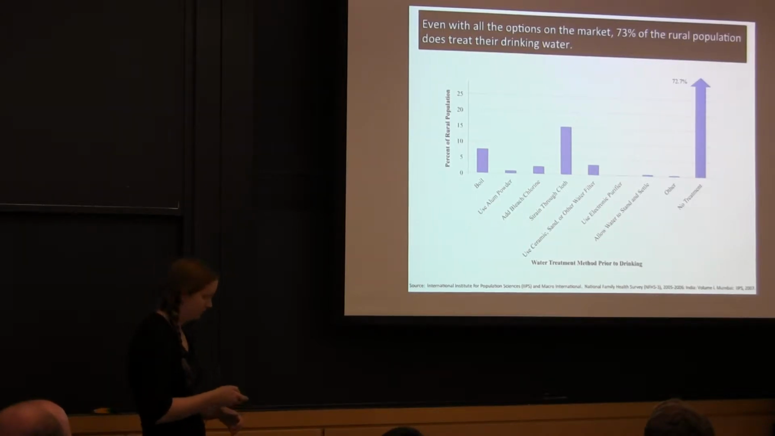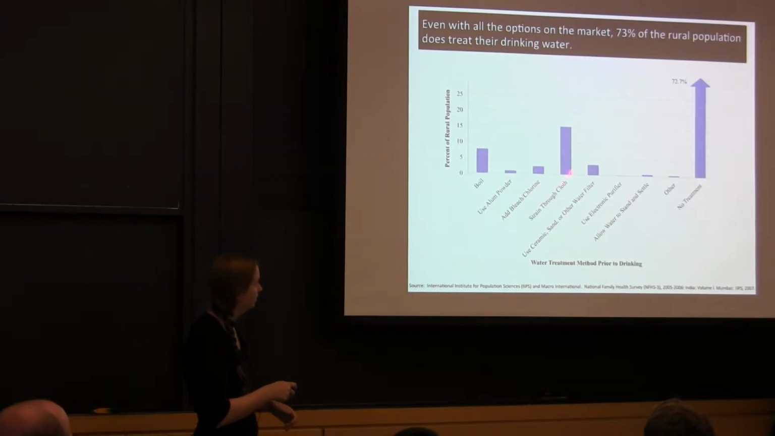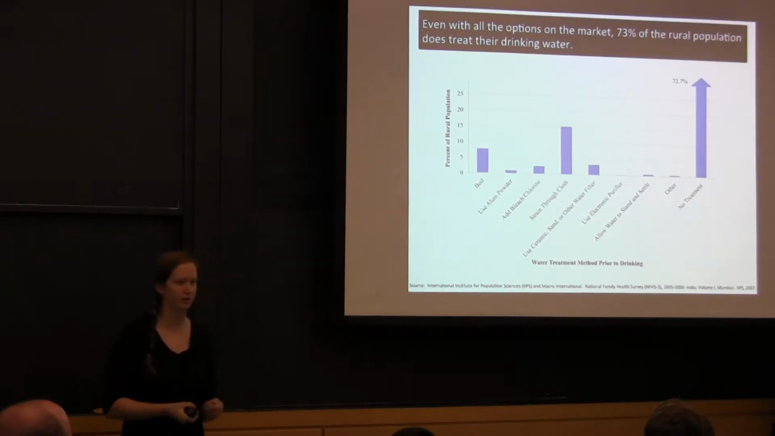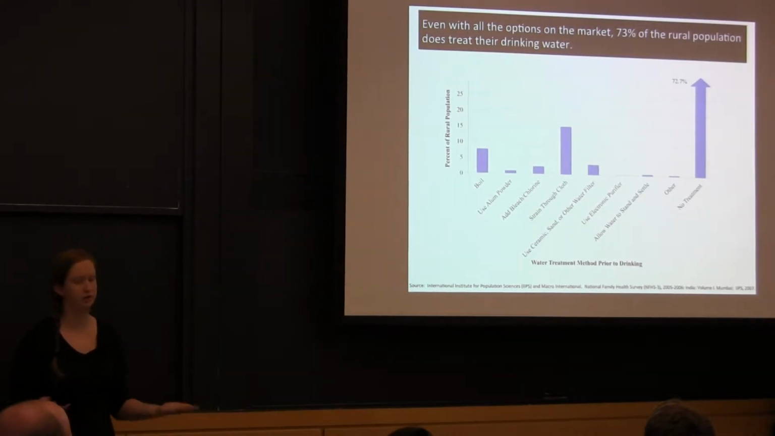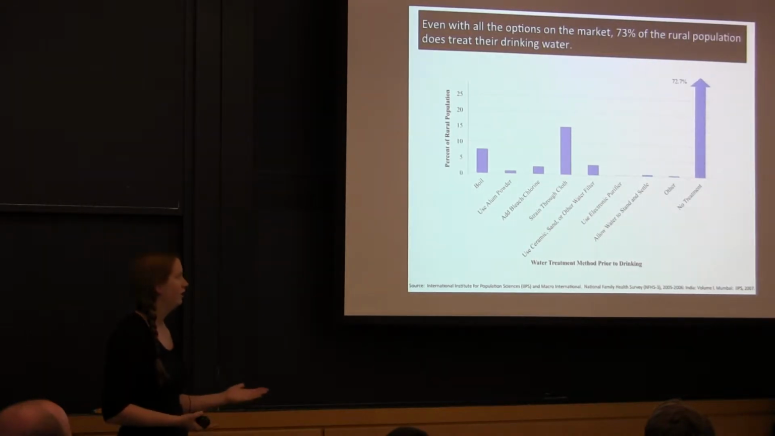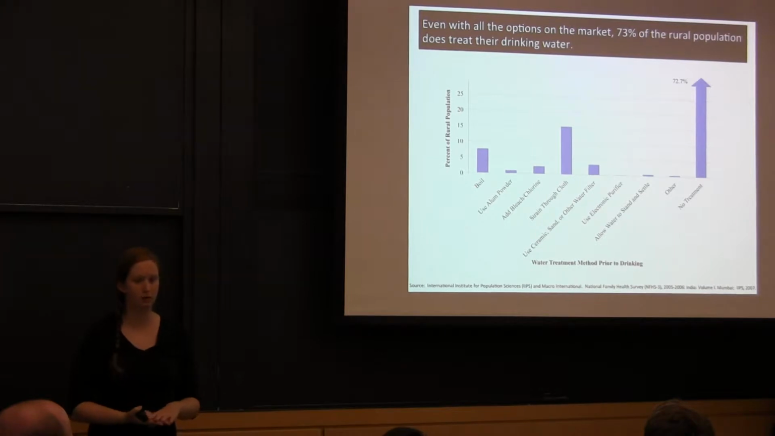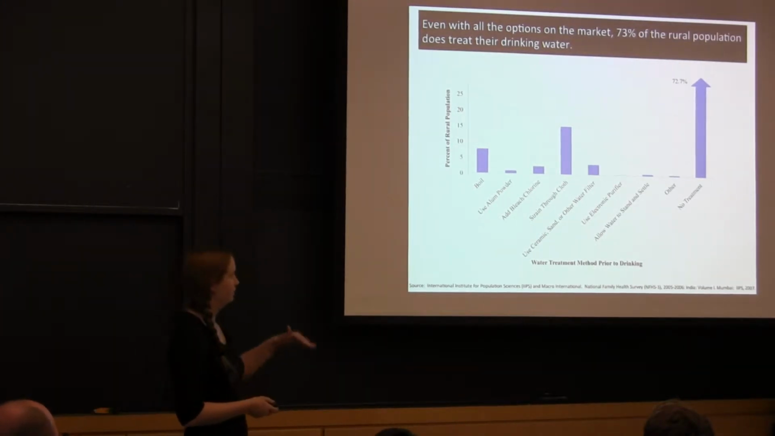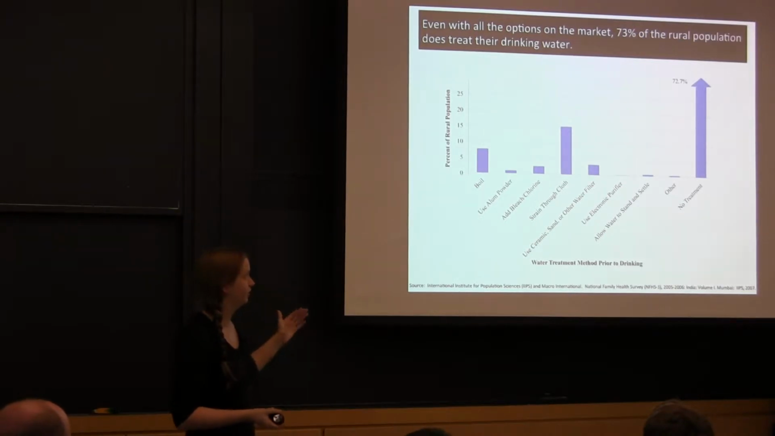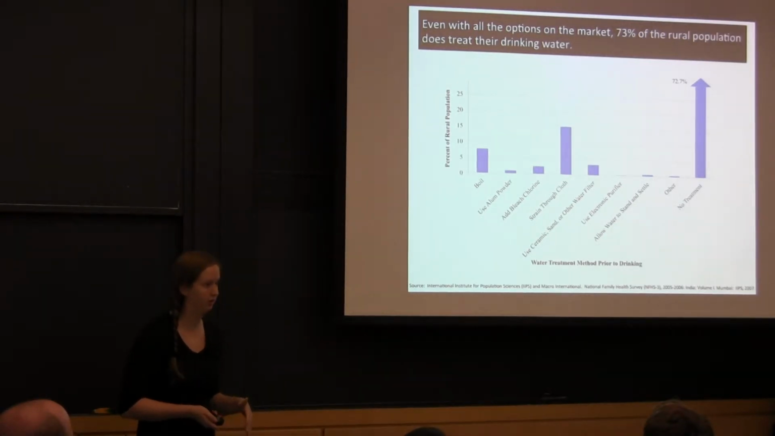Of those that are, you can see that this column here says straining through a cloth. That's usually like a sari cloth. So usually if it's only done one fold, you're not actually removing anything. You're making it look cleaner, but not actually improving water quality. If you fold it multiple times, you can remove some of the bigger contaminants, but it's still not everything you need. And so if you remove that, you actually have closer to 90% not doing any water treatment.